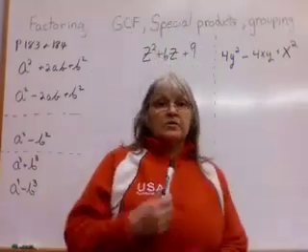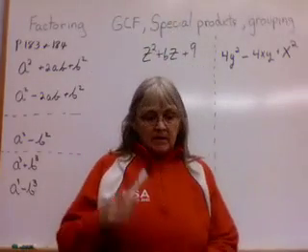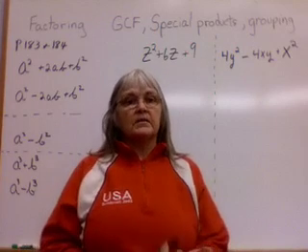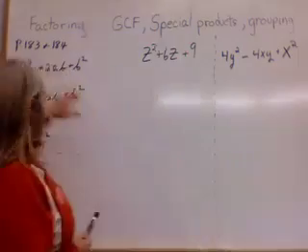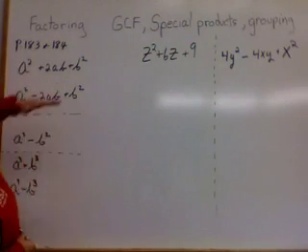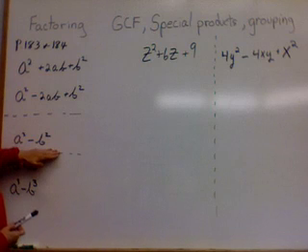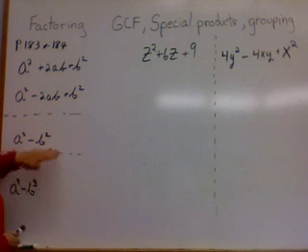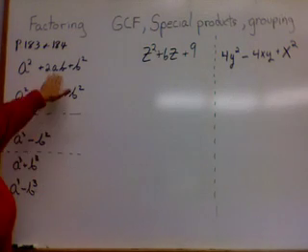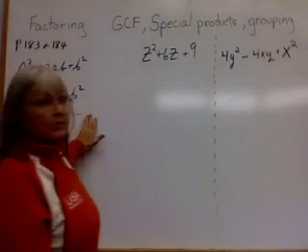Okay, so now we're going to do some factoring with special products. There's three types of special products that this section is going to deal with. The first type, right here, we have a perfect square trinomial. Then we have a difference of two squares, and we have the sum and difference of two cubes. We're going to do the perfect square trinomial first.